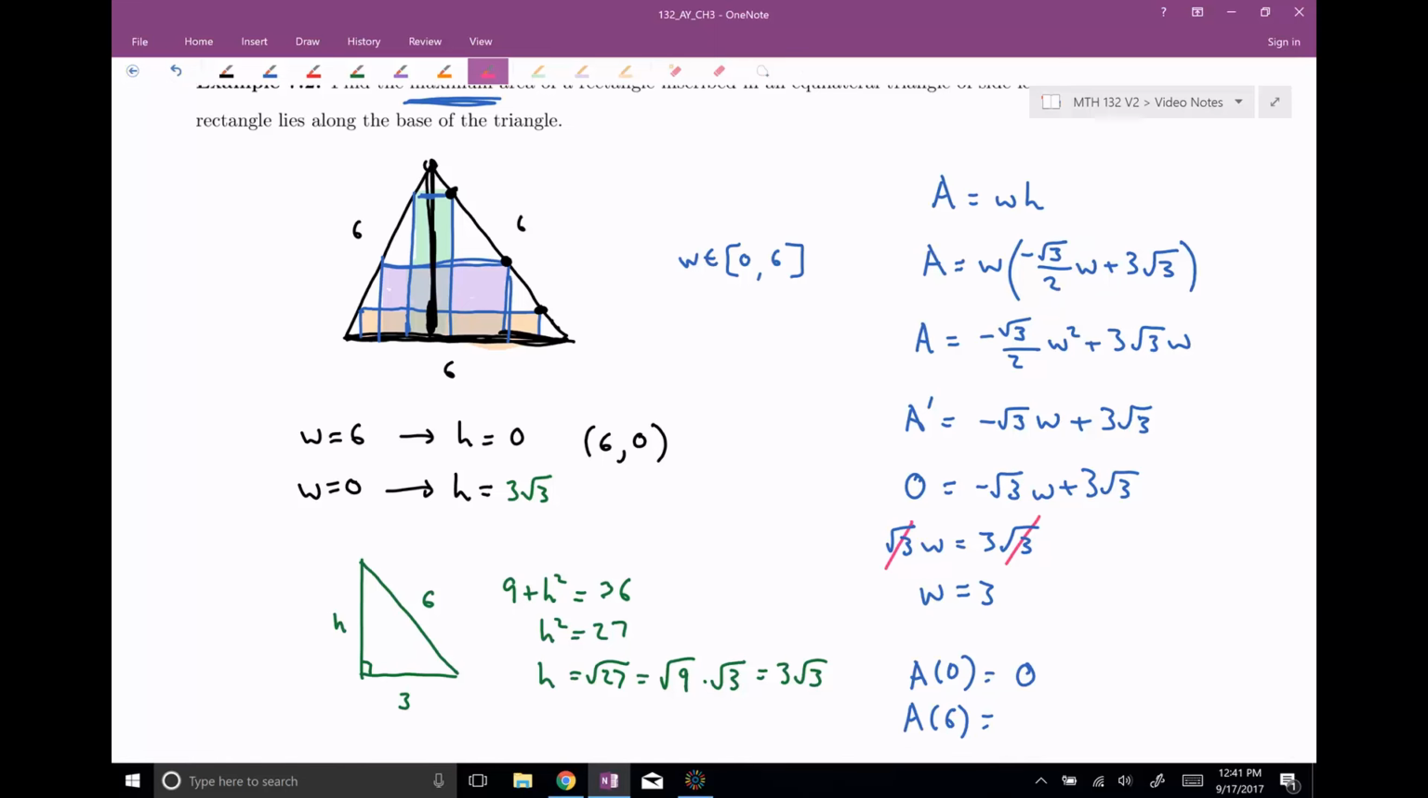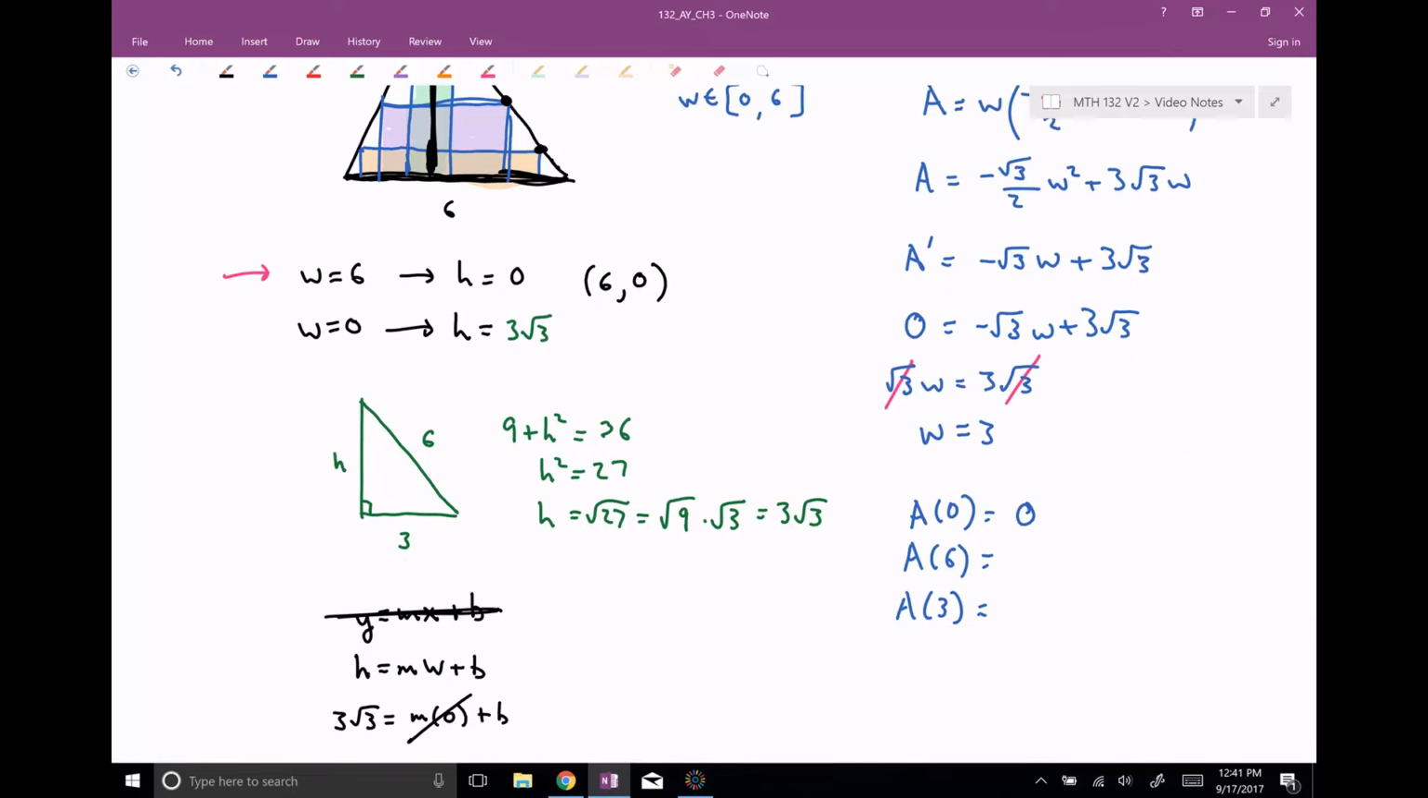Because that height, we know, when you plug in 6 for your width, you get out a height of 0. So that's why this had to be 0 right here. So again, when you plug in 6, you get out 6 times 0, which is 0. All right, so our only hope is actually at 3 here.